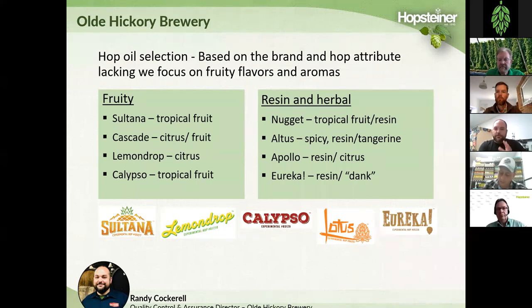What I will say, and I'm getting ahead of myself talking about flavor trials, is that I do remember from that time that the panelists more enjoyed beers that had a mix of hop oils versus just one variety per brand.